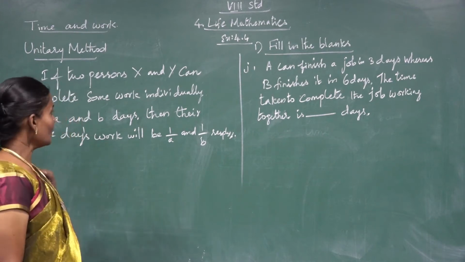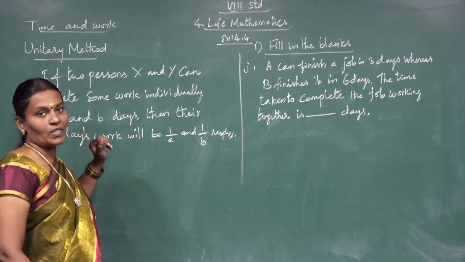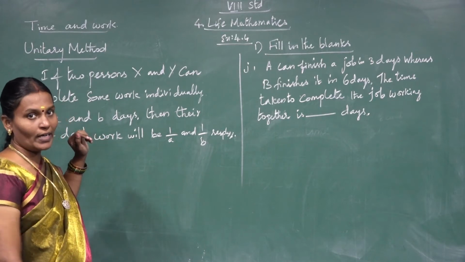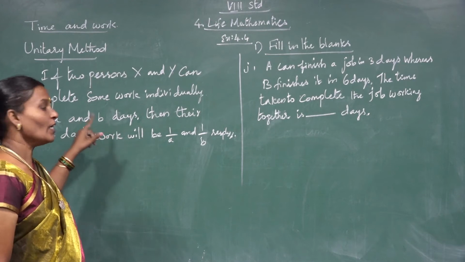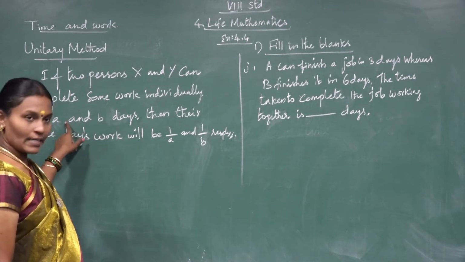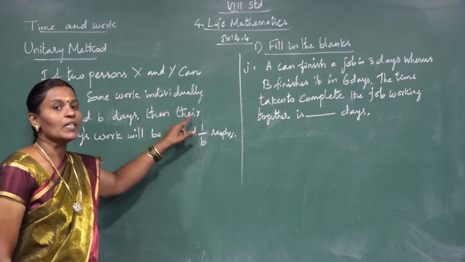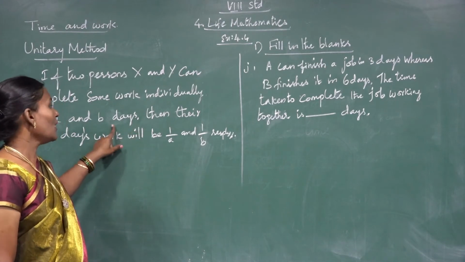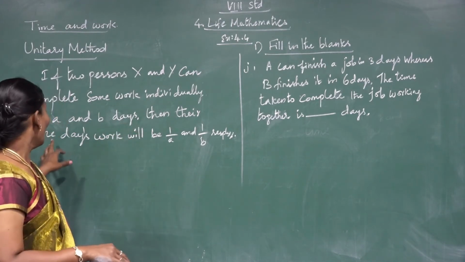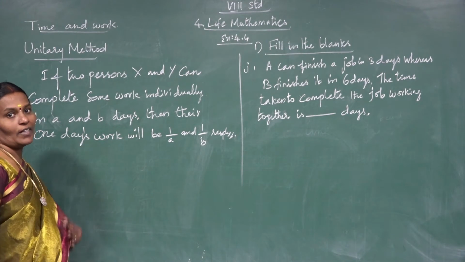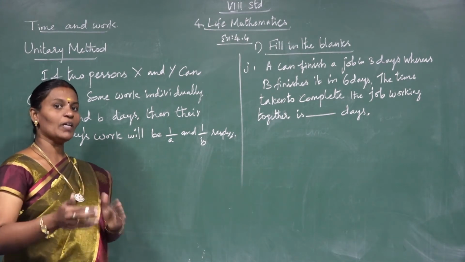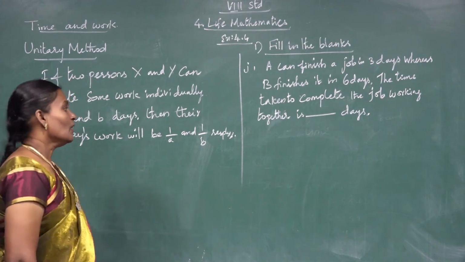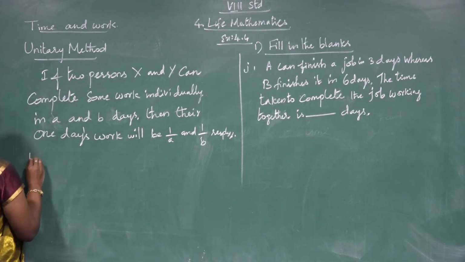Okay, I understand, children? So if you consider two persons, x and y, x person can complete the work individually in A days, and y person completes the work in B days. Then their 1 day's work will be 1 by A and 1 by B respectively. Then they are working together.